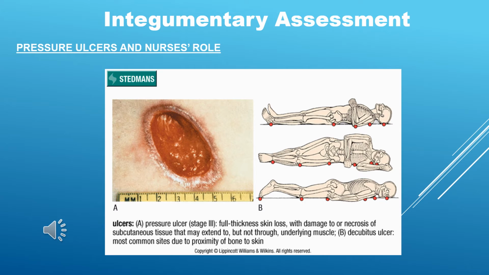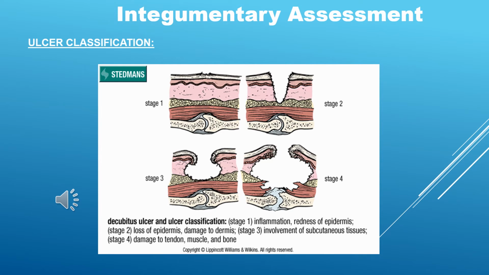Integumentary assessment on pressure ulcers and nurses' roles. Nurses need to be able to identify pressure ulcers and bony prominences, areas that put one at greater risk for pressure ulcers. Ulcer classification: nurses must be able to identify the different stages of ulcers.